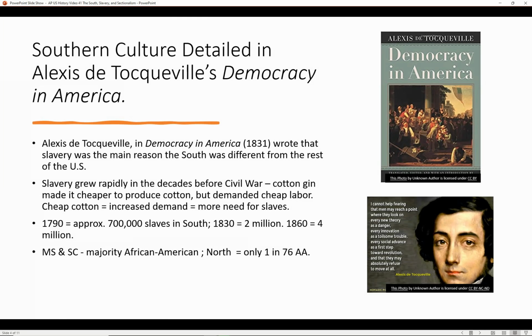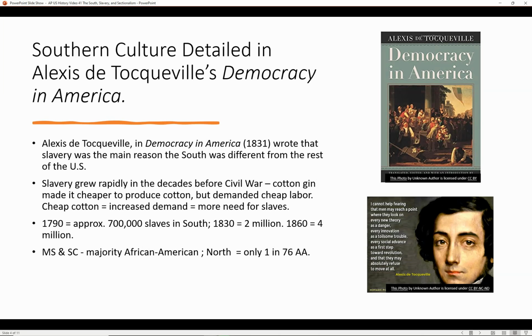Slavery grew rapidly in the decades before the Civil War because the cotton gin made it cheaper to produce cotton, but demanded cheap labor to use the cotton gin efficiently. Cheap cotton, again, meant increased demand for cotton, which meant more needs for slaves. So it's kind of a vicious cycle, or at least it's a self-perpetuating cycle. More slaves means cheap cotton increases demand, means there's more need for slaves.